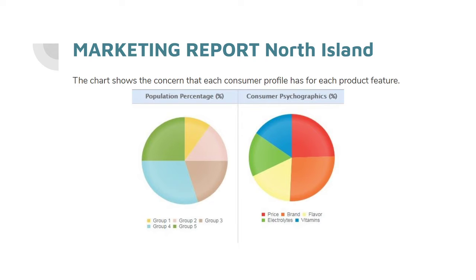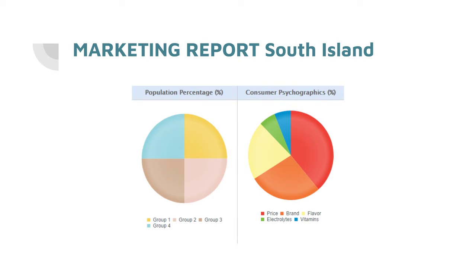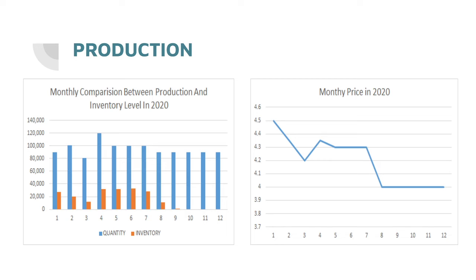Thanks, Matt, for letting us know about our strategy. As Matt said, we invested heavily in the first part of the quarter in vitamin and electrolyte. As you can see, here I show you two graphs. The first is the monthly comparison between production and inventory. The second is the monthly price over the 12 periods.